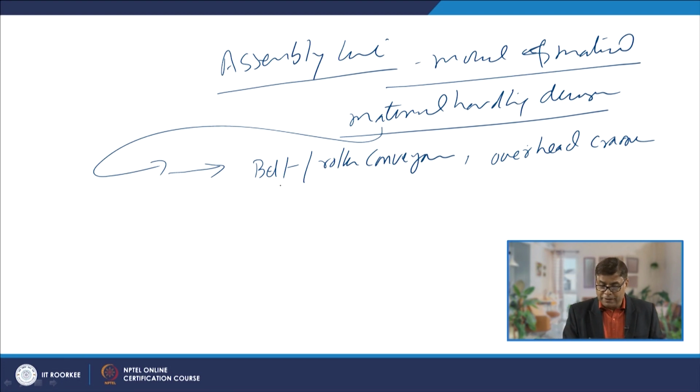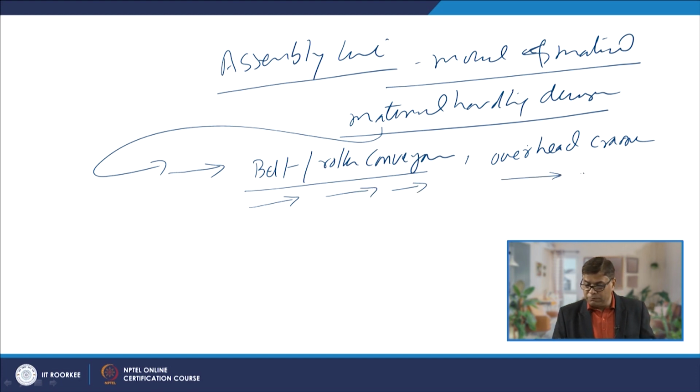So, here the belt conveyors will be used when there is a very straight line continuous movement, but overhead cranes will be used when the movement is intermittent between the different stations.